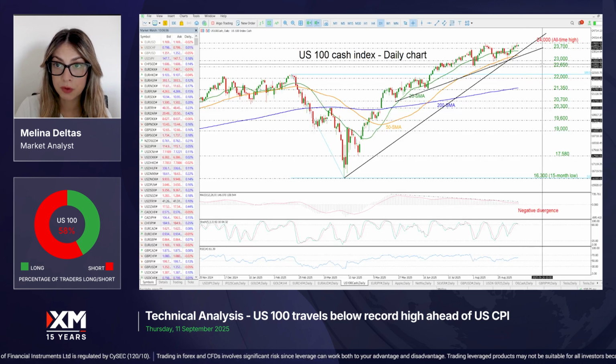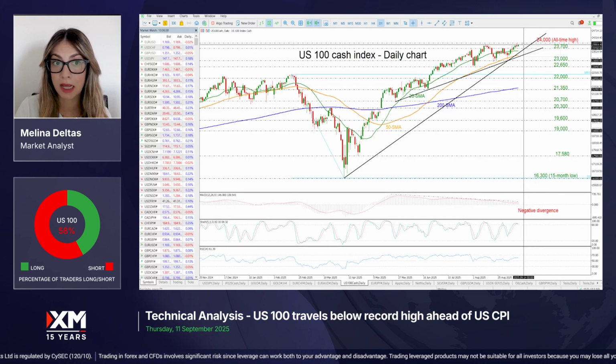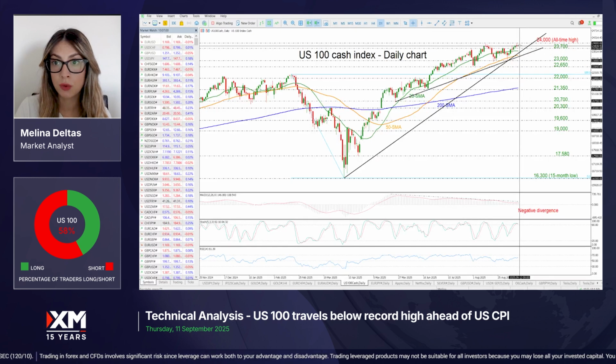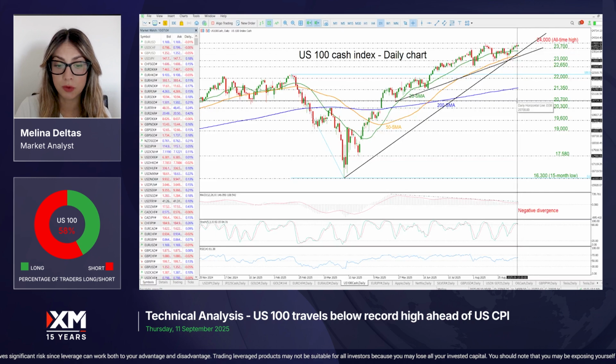So we have to wait to see if US CPI later today may affect US 100, and we may see a new high or are going to have a retreat.